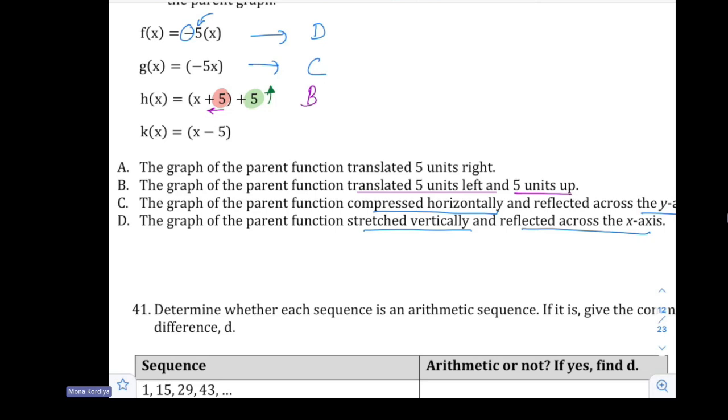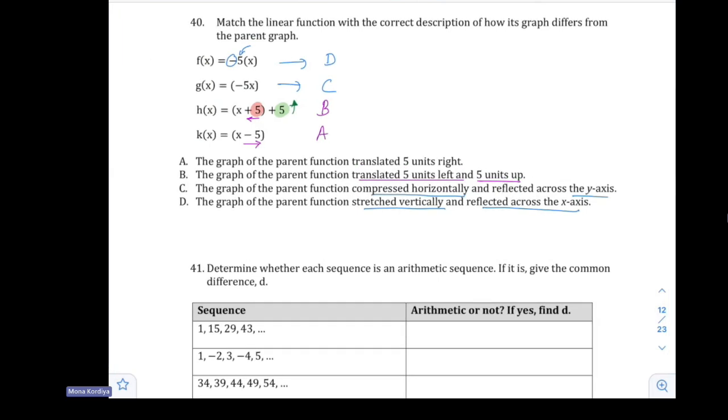Finally, we have only the bracket moving left or right, and since it is plus, then it's moving right. So this matches with choice A, where it is translated right. Remember, this is not stretching or compressing because the numbers are not multiplied by x, they are added to x.